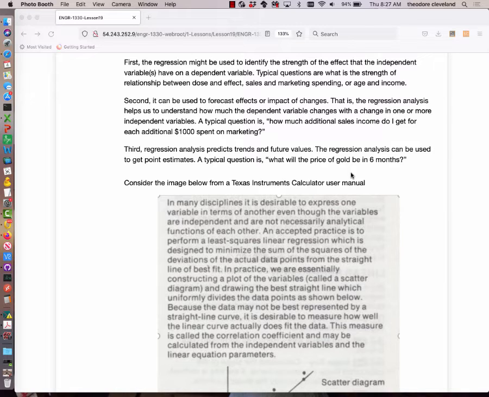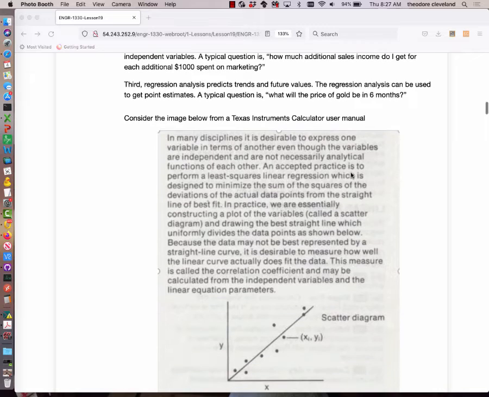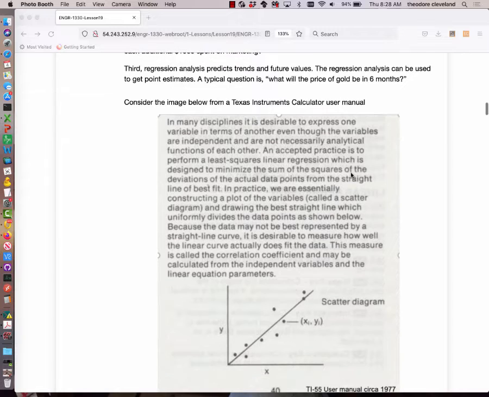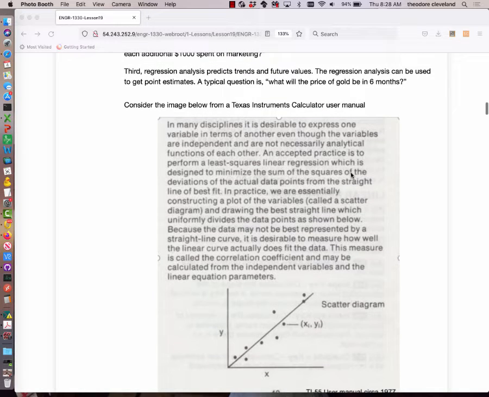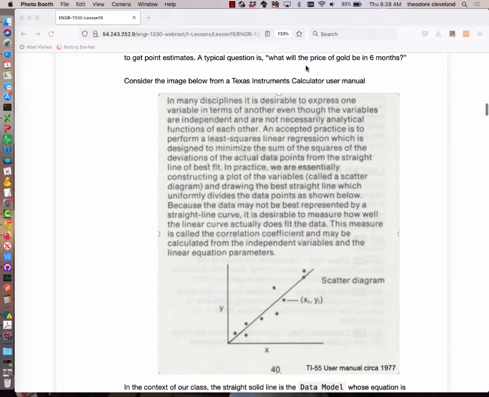And then third, regression analysis can be used to predict trends in future values, at least to some extent, if x happens to be something about time. This last example might be, what's the price of gold in 6 months? That is kind of a stretch for a regression analysis, because that does imply causality, and our variable x would have to either have autoregressive characteristics or some other way that's a direct relationship between the question and what's driving it.